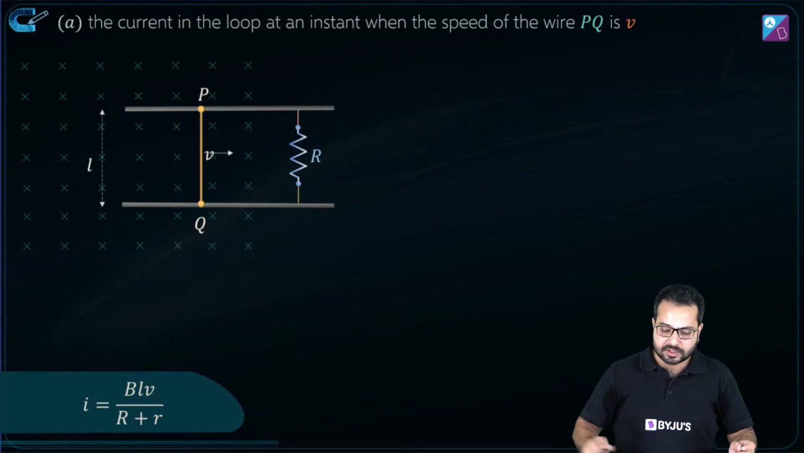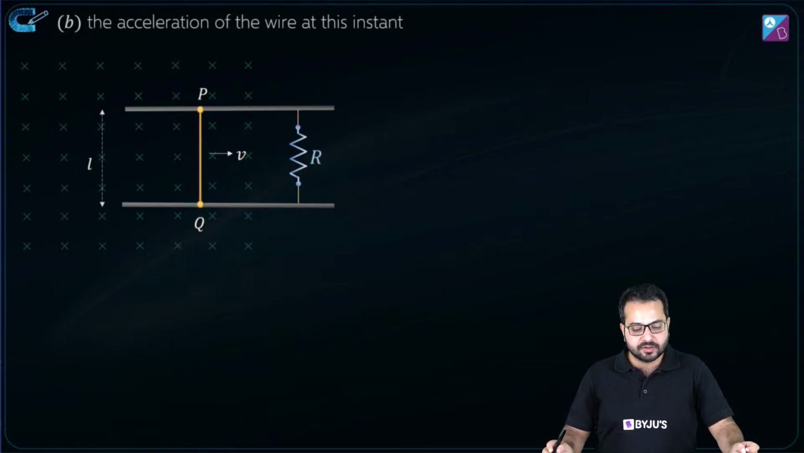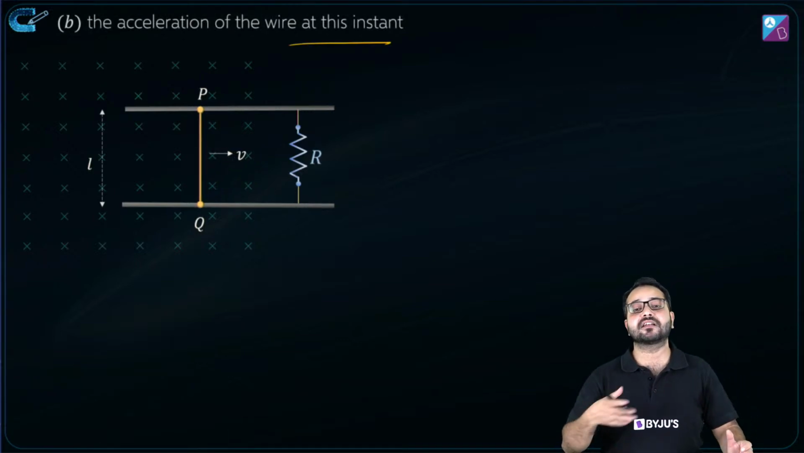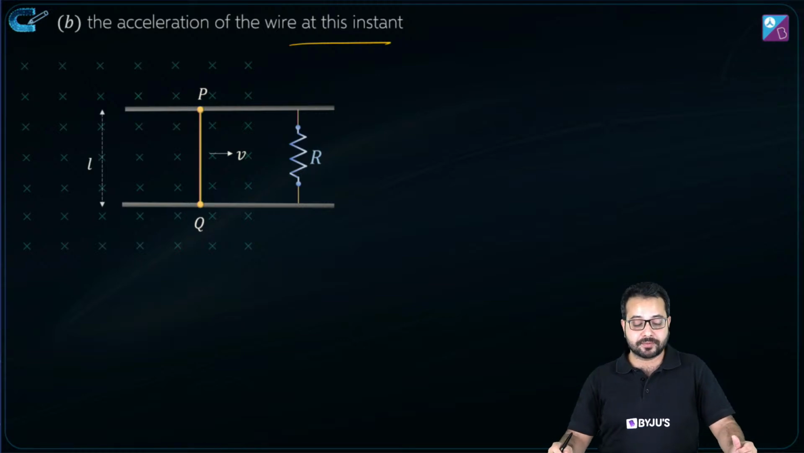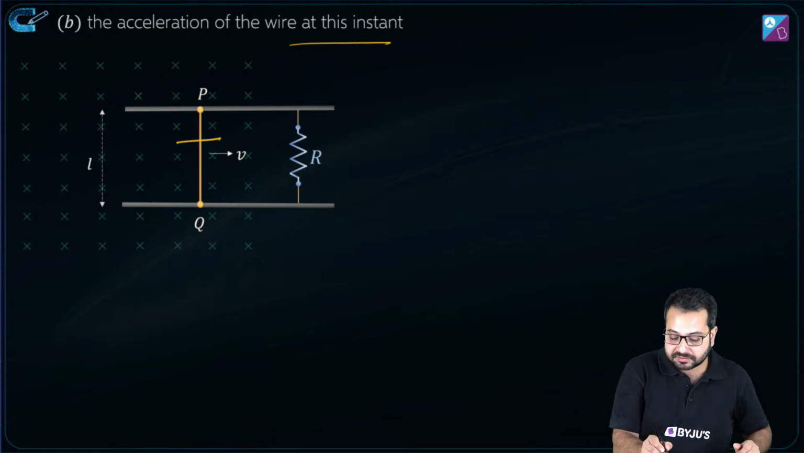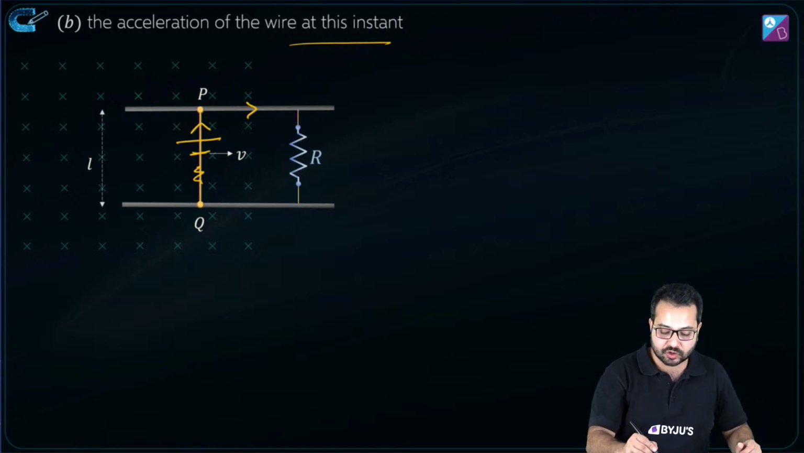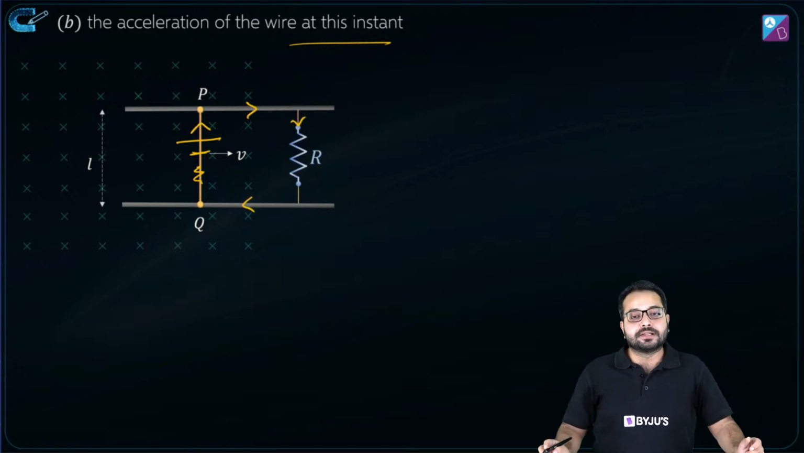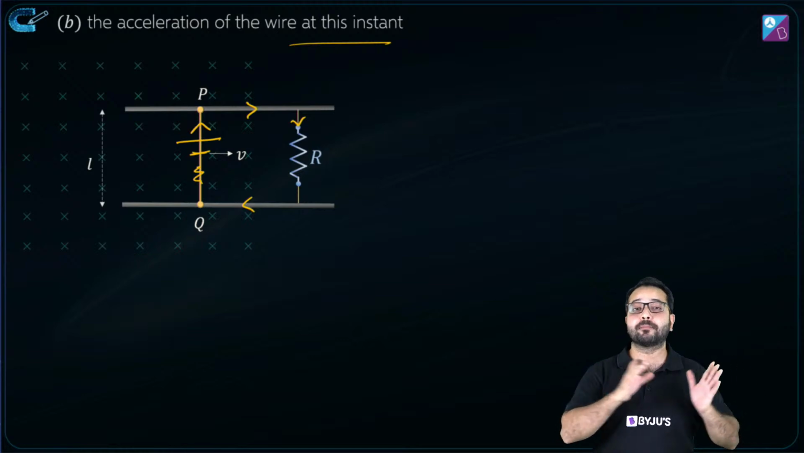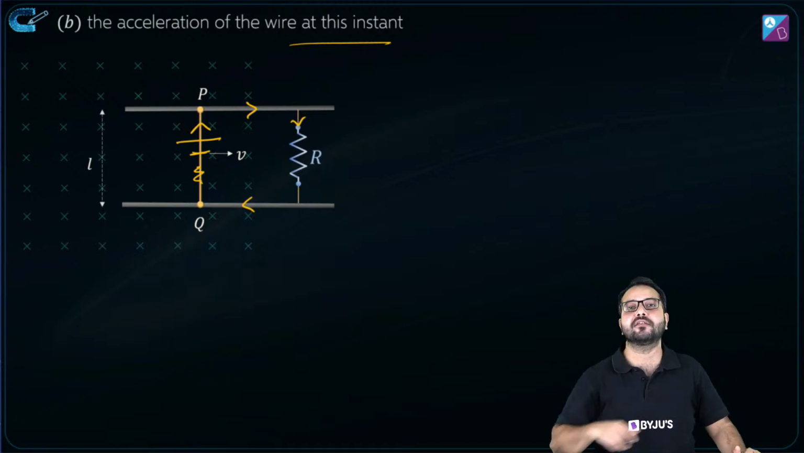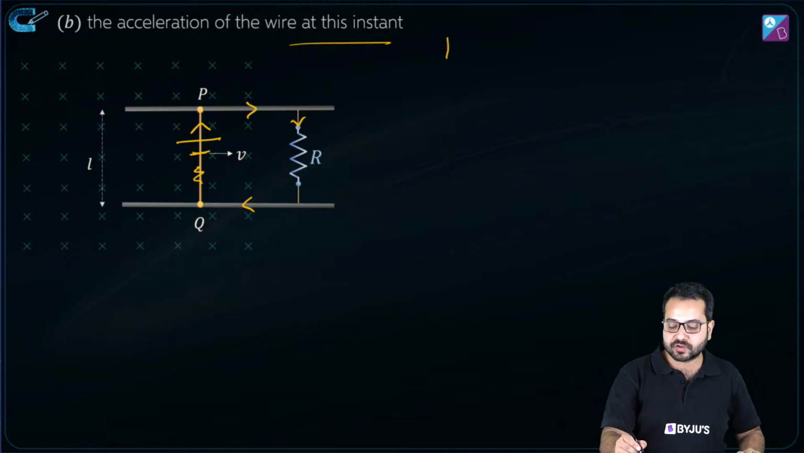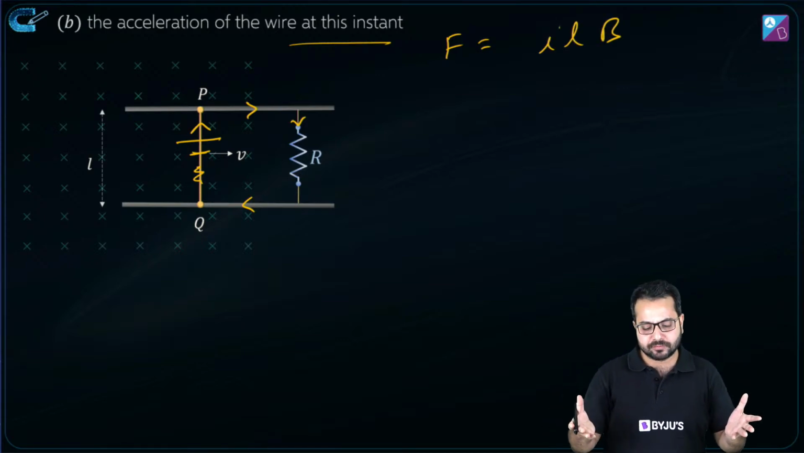Alright, now let's go to the next part. Now in the next part, we want to find out what is the acceleration of the wire at this instant. Okay, so what is the current? The current is going to flow like this. Okay, this is the direction of flow of current. Now we have a current carrying conductor which is moving in a magnetic field. And if we have a current carrying conductor moving in the magnetic field, obviously it experiences a force. Okay, what is that force? That force is ILB.